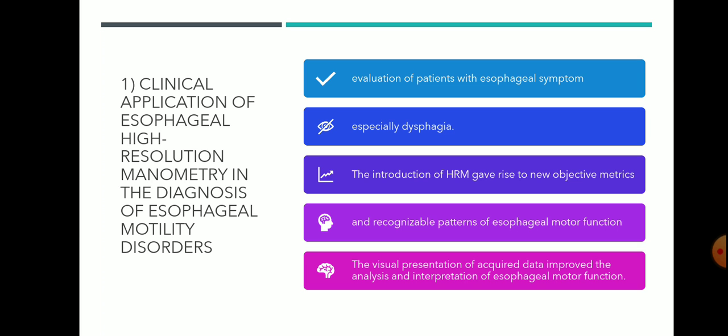The Chicago classification. High resolution manometry measurements are more detailed and more easily performed compared to conventional manometry. The visual presentation of the acquired data improves the analysis and the interpretation of esophageal motor function. This leads to a more sensitive, accurate and objective analysis of esophageal motility.